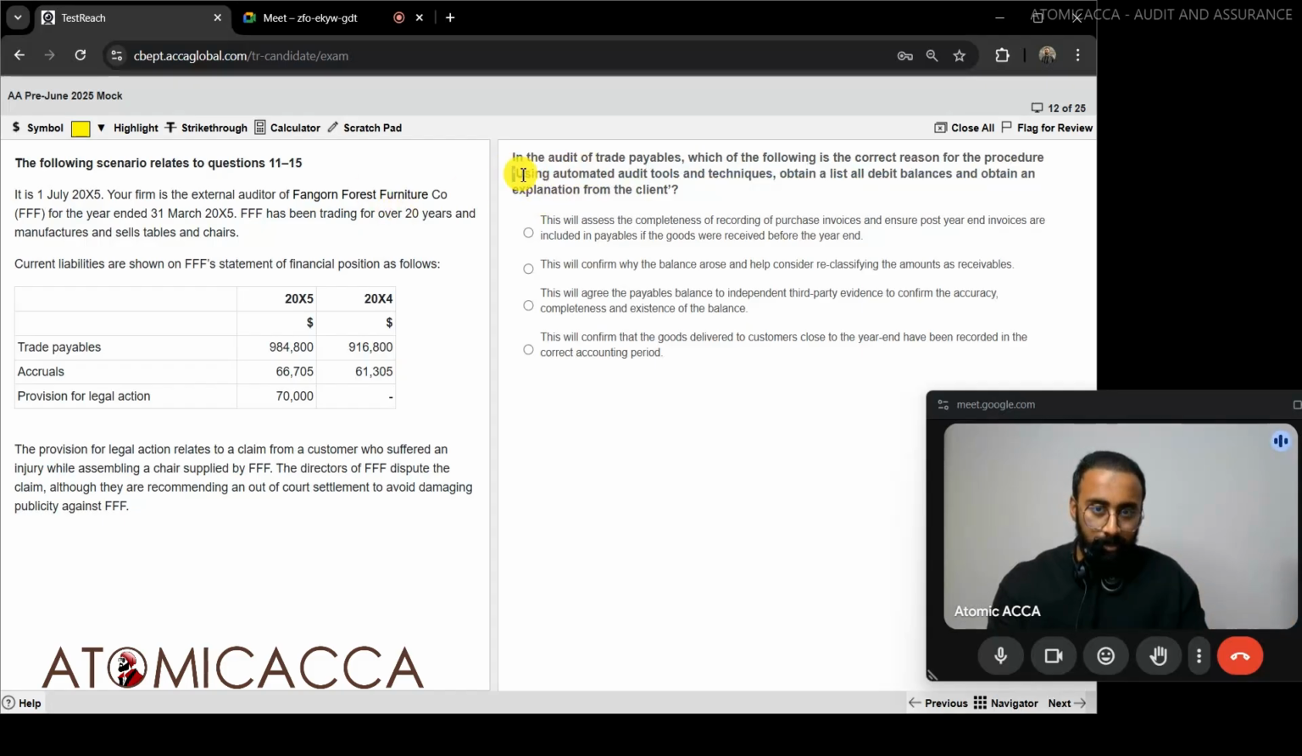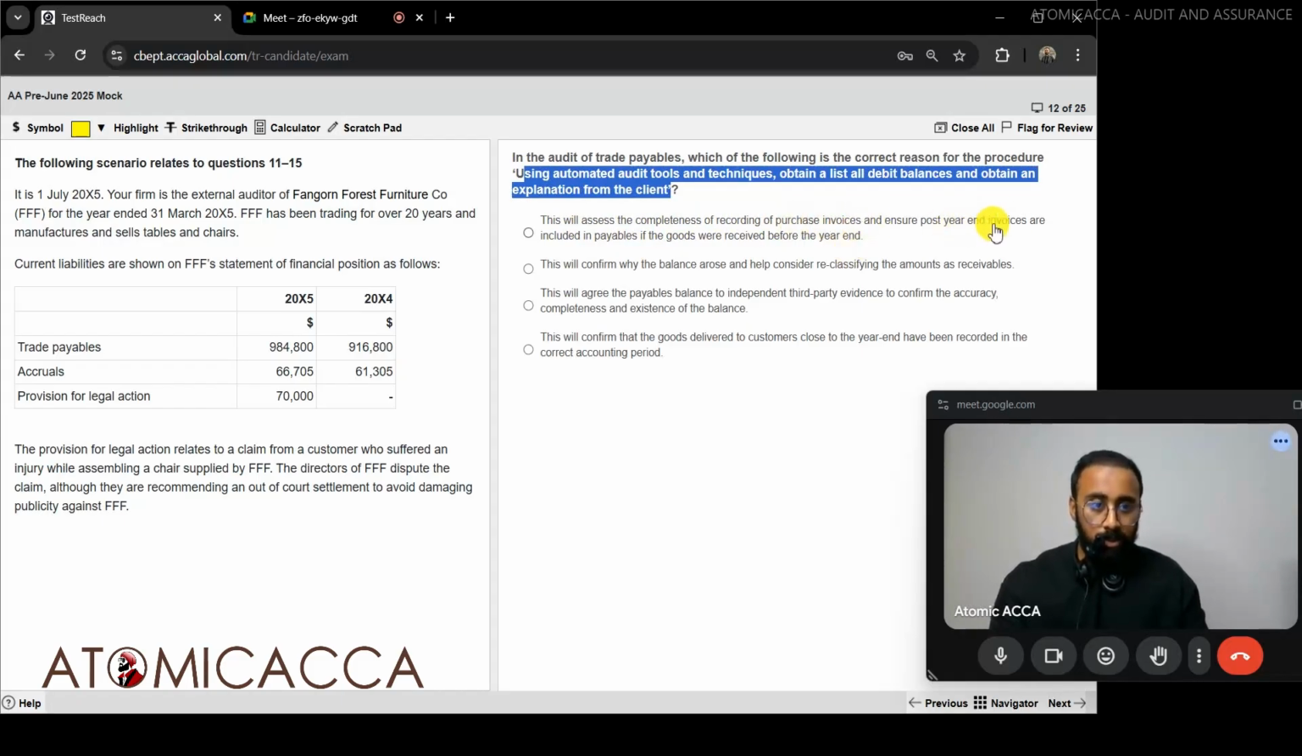Okay. If I am doing this, it will assess the completeness of recording of the purchase invoices and ensure that post year end invoices are included in the payables if the goods were received before the year end or not. If I simply look at the debit balance and get a confirmation, I am not going to get any information about what the post year invoices are, or when the goods were received in the company, and if it's included in the payable or not. Especially if it's included in the payable, it means the credit balance should go up and not the debit balance. So I'm not going to get any information regarding option A from this.